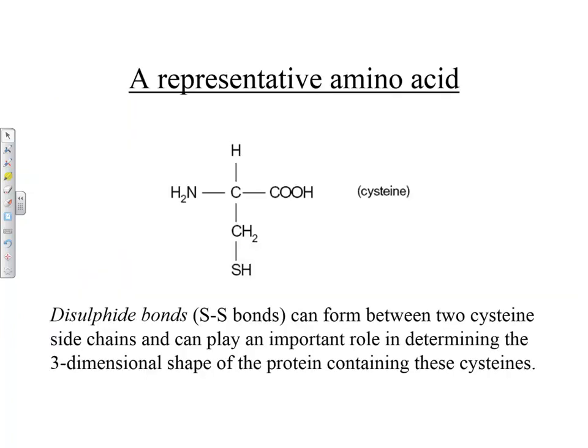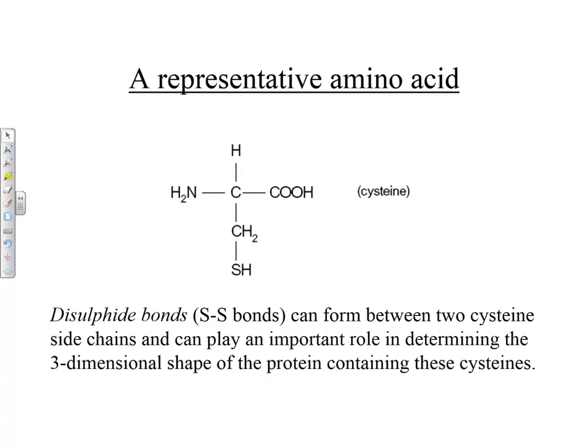So this is a representative amino acid. This is called cysteine, right? So this is the amino group. This is the carboxyl group. This is the hydrogen connected to the alpha carbon. And then this is the side chain. Notice that this side chain has got sulfur in it, okay?